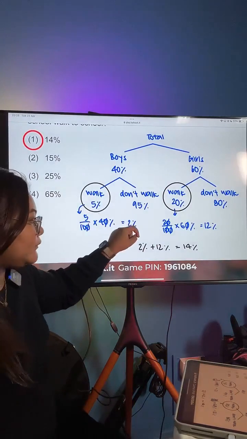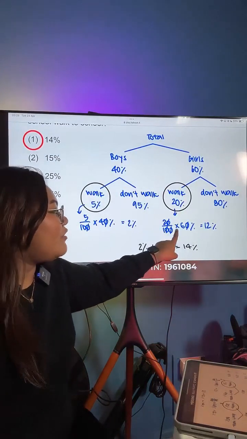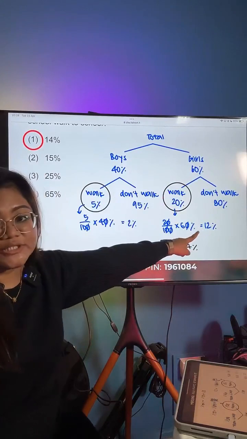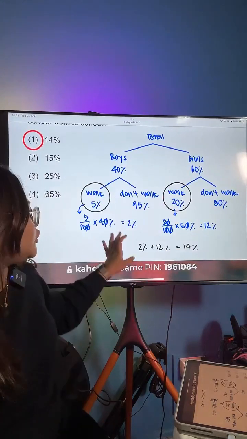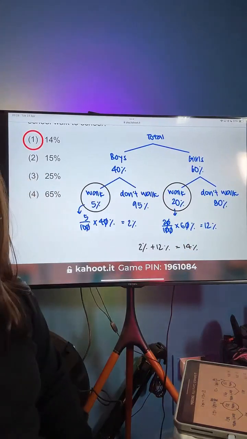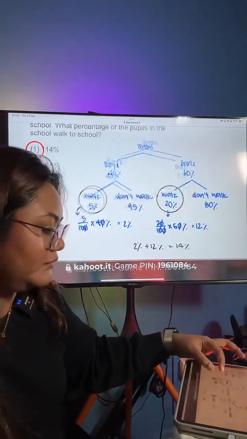And then, we have 20% of the girls. Girls is 60%, so that's 20 over 100 times 60 to give us 12. So 2 plus 12 will give us 14%. Okay? Total 14%.